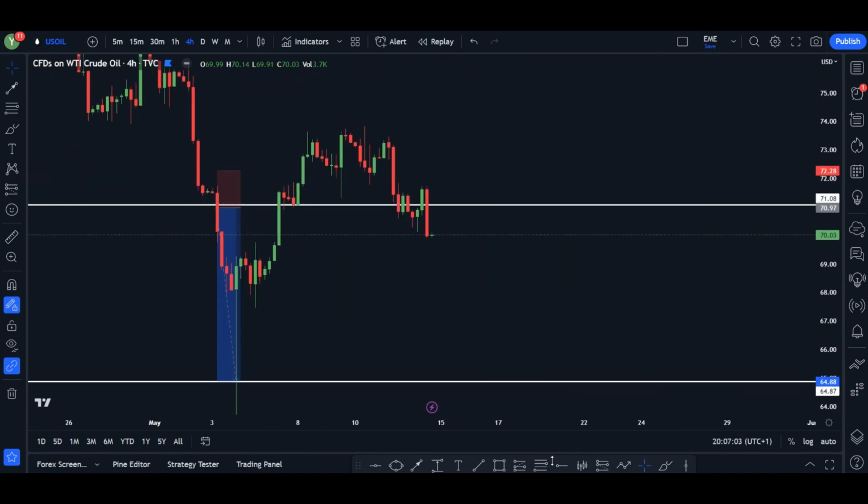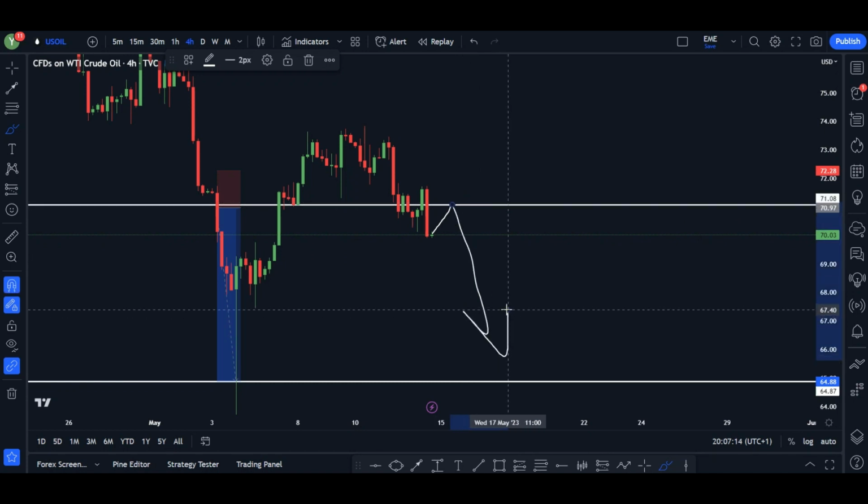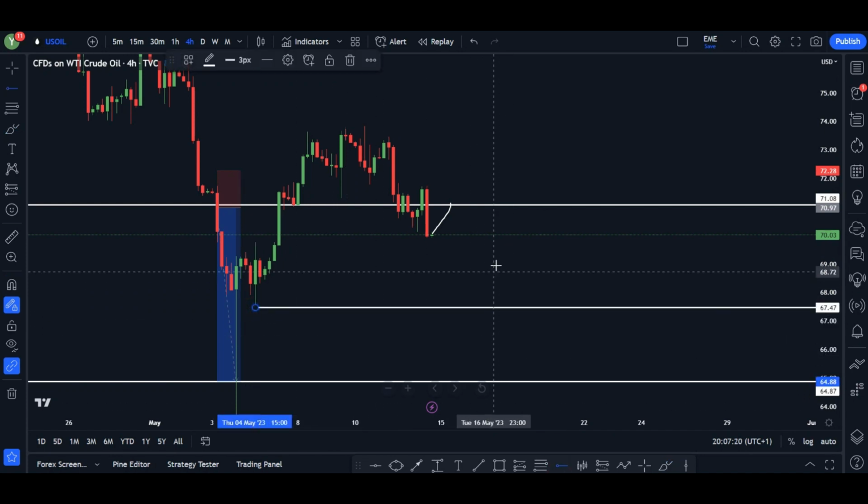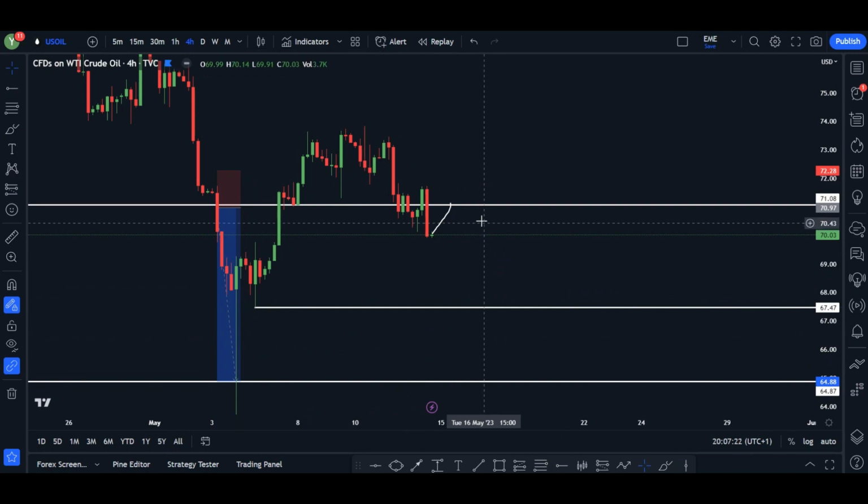So for this week, I'm looking at some potential pullback to this $71 per barrel, and depending on the lineup of the price action, if it gives me my entry, I'm going to execute, and I'll be eyeballing this level as take profit and the next level below as well.